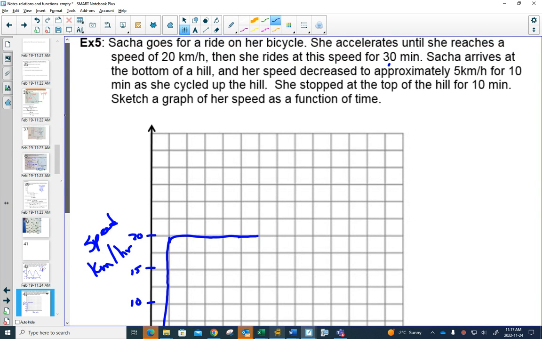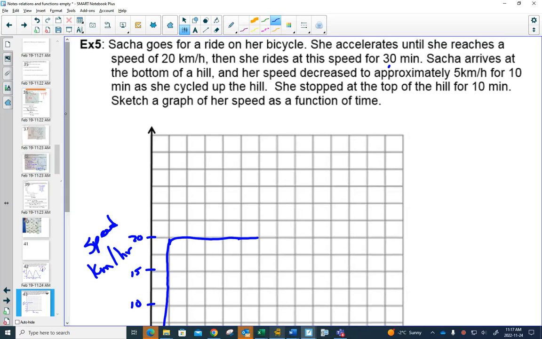Wow, this is bad, I'm sorry. The English in this question is terrible. Because she's going to the bottom of the hill, but her speed decreases. Yeah, that doesn't make sense. You would think it would increase.